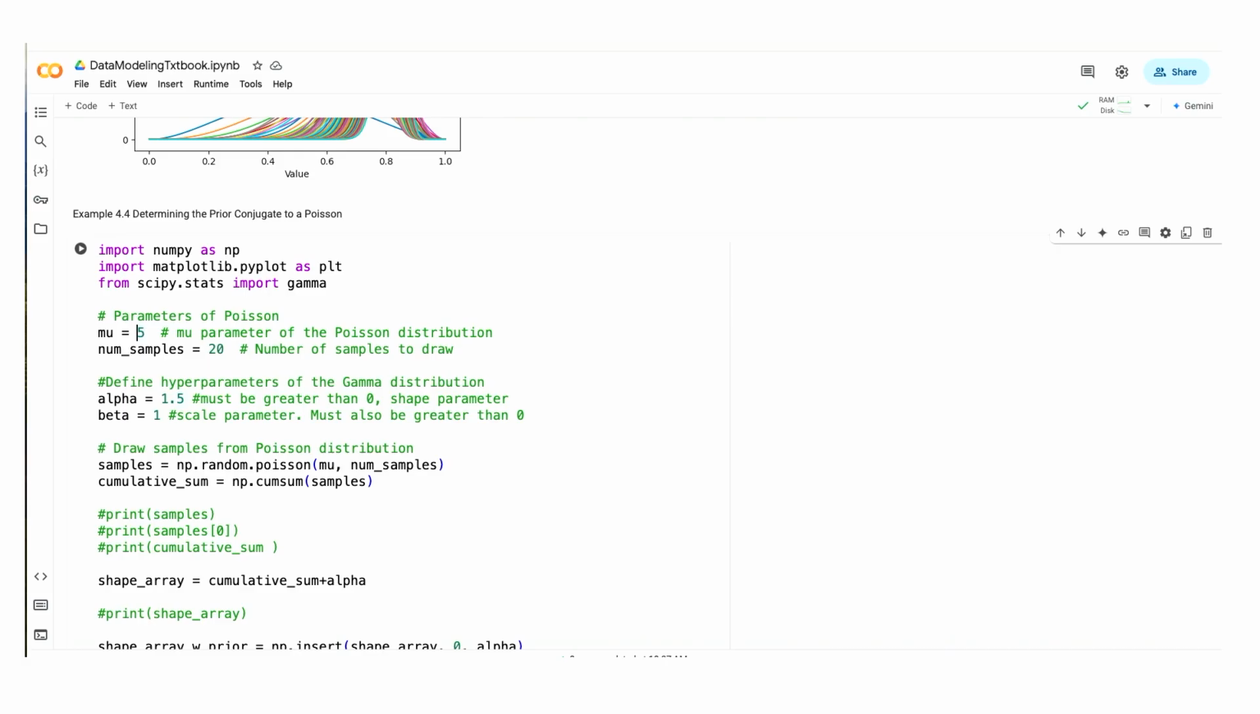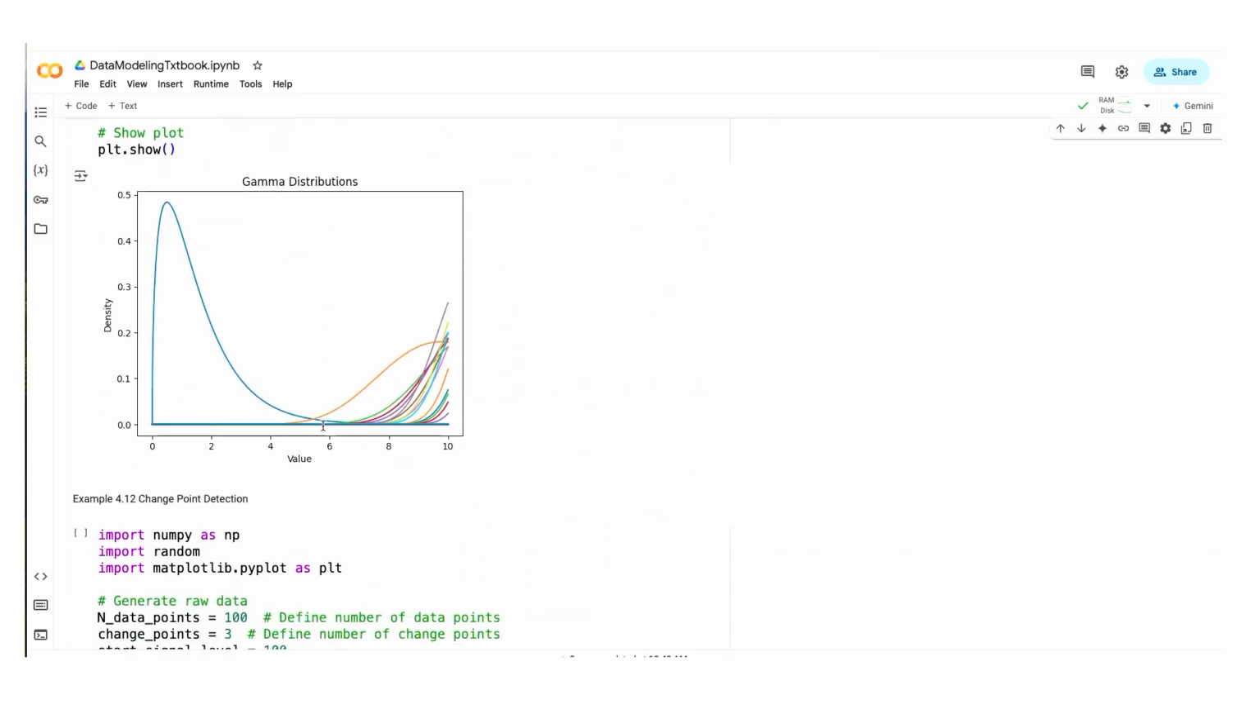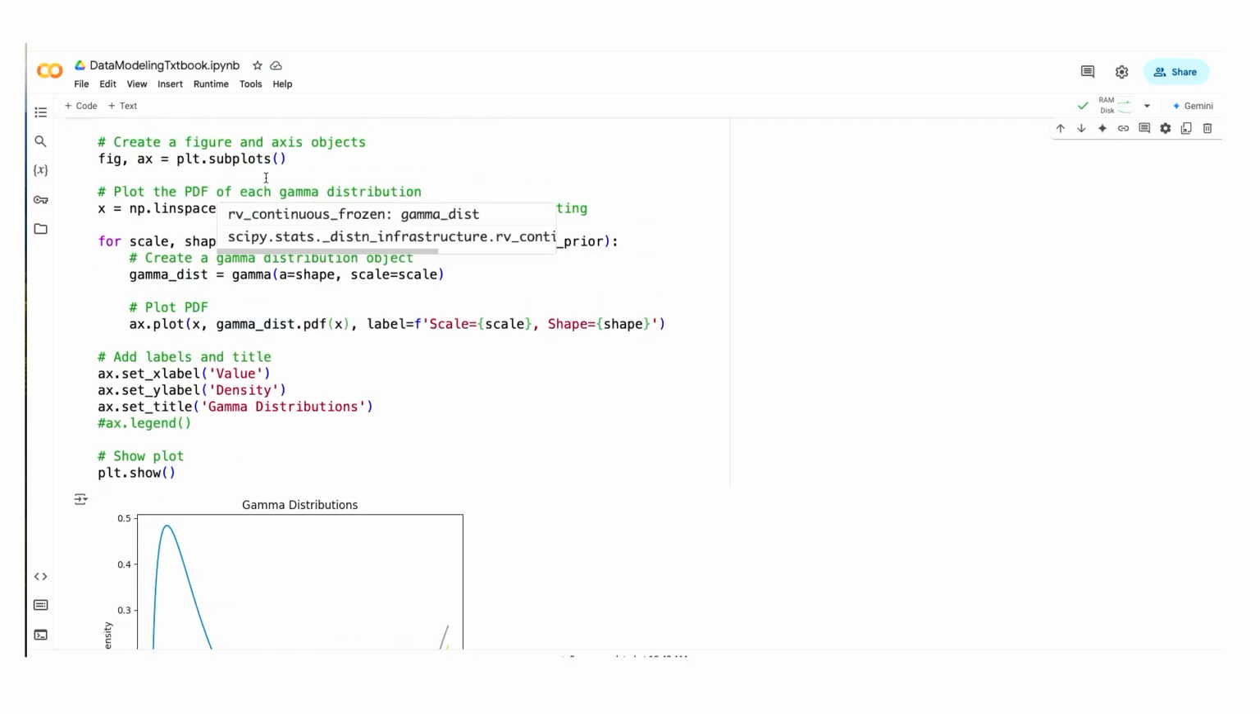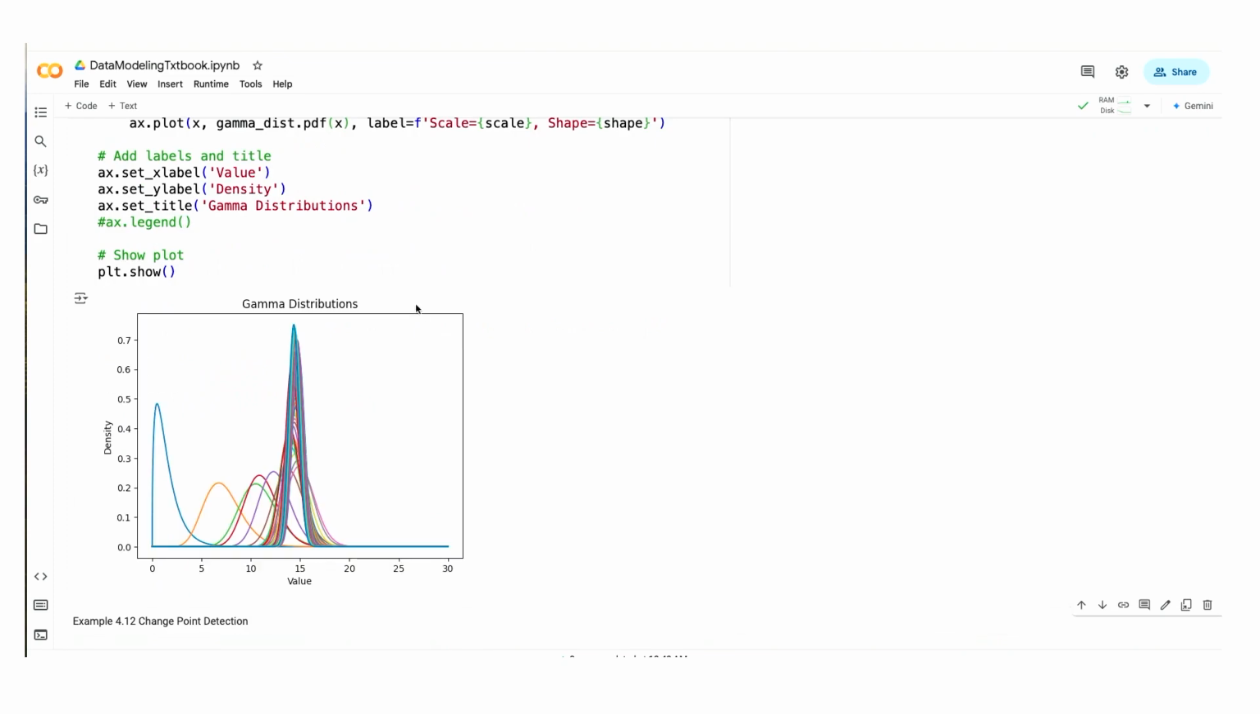We can make it a mu of 15, and we could increase the number of samples, and now we can run it. So we expect, again, for the distribution to be centered at 15. Oops, I want to plot it from not just 0 to 10, but maybe 0 to 30. And here we are. We're finding something which is becoming increasingly sharply peaked at 15. The prior started us off here, and then we started evolving in this particular direction.